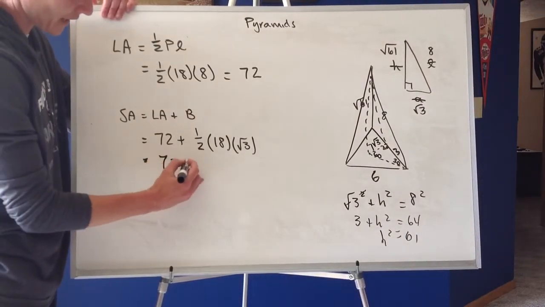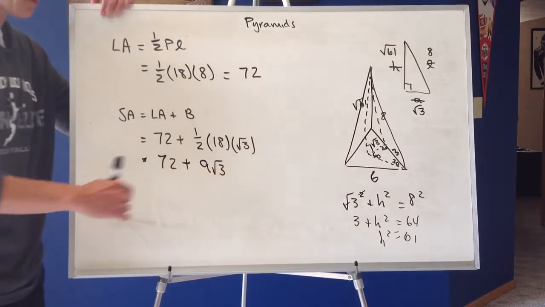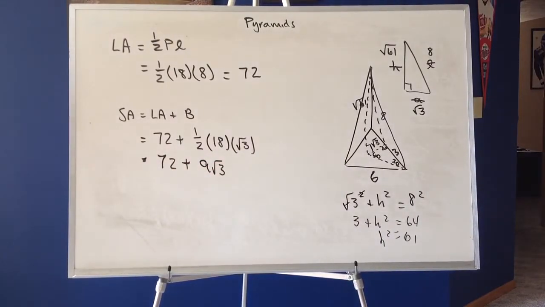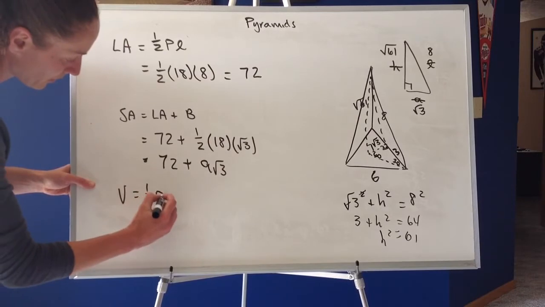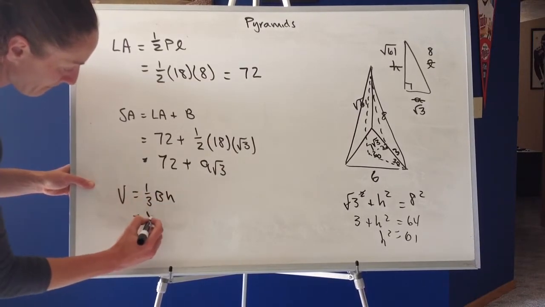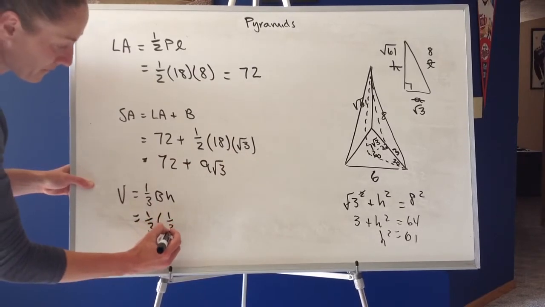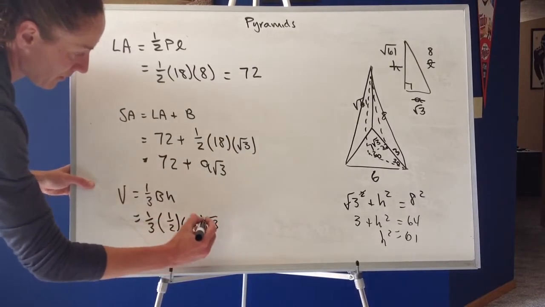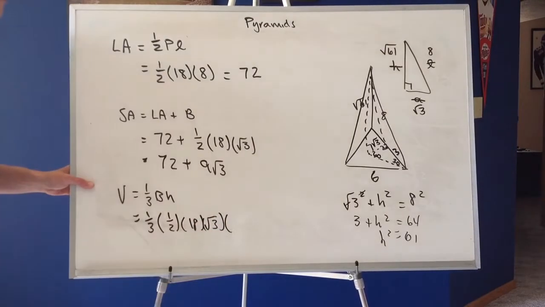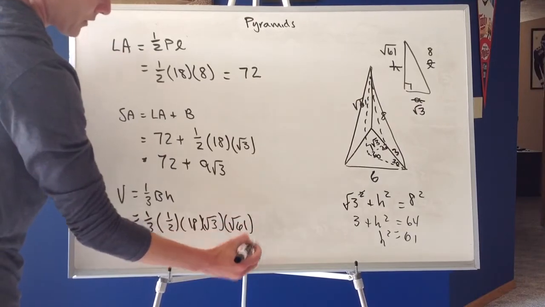I cannot add these together, okay, because of that square root of 3, so I will just have to leave those 2 separate. Okay, and then last but not least is the volume. So area of base would still be this guy. And then times our height, which we found to be square root of 61.